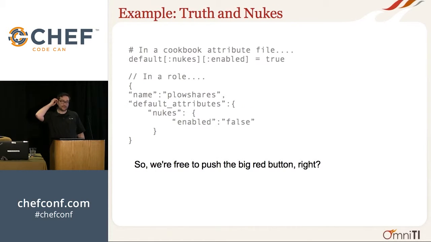So, all right, here's an example. Truth in nuclear weapons. All right, so suppose we have a cookbook that defines the state of the world regarding nuclear weapons. And our current state, by default, is that nuclear weapons are enabled. All right, and then we have a role, the Plowshares Fund, which is attempting to disable nuclear weapons. We would like to remove nuclear weapons. All right, great. So we are free then, if we have this role, to run this against a recipe that pushes the big red button and sets off all the nukes, because we've got the Plowshares Fund and they've all been disabled. So should be safe, right?